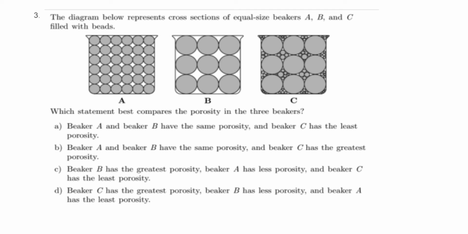Pause this video and try number 3. The diagram below represents cross sections of equal size beakers A, B, and C filled with beads. What statement best compares the porosity in these 3 beakers? Beaker A and Beaker B have the same porosity, and Beaker C has the least porosity. Beaker A and Beaker B have the same porosity, and Beaker C has the greatest porosity. Beaker B has the greatest porosity, Beaker A has less porosity, and Beaker C has less porosity. Or Beaker C has the greater porosity, Beaker B has less porosity, and Beaker A has less porosity.